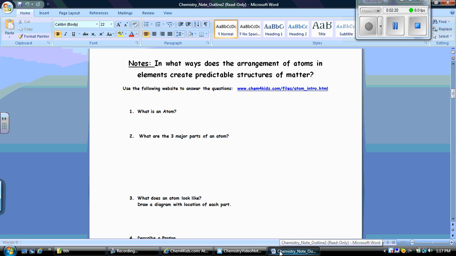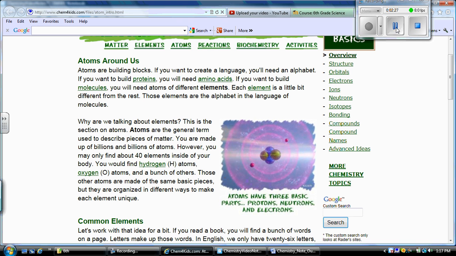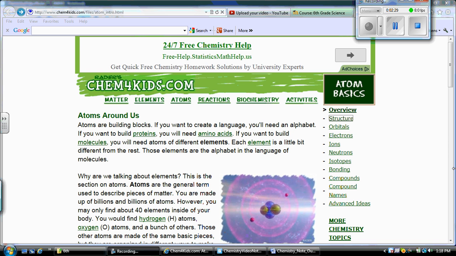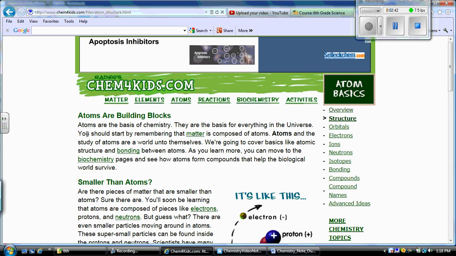The second question, what are the three major parts of an atom? Okay, so when it's asking about the parts of an atom, you're probably going to go over here to this overview and click on structure, because structure is talking about the shape of an atom. So then that will give you the parts. So again, pretty key, atoms are building blocks of matter. They're the basis of all chemistry. They're the reason why we have a periodic table of elements.